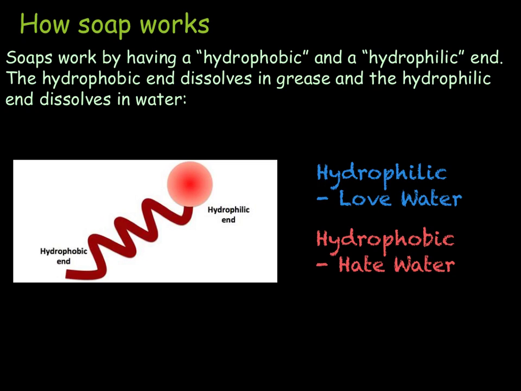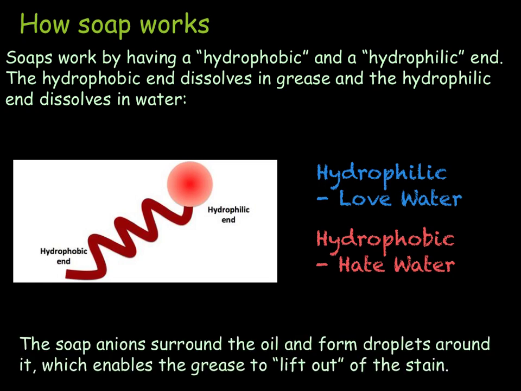This means that the hydrophobic tails will go into the grease and the hydrophilic end will stick out, surrounding the drop of grease. This then means that the grease can easily be washed away due to the emulsifying action of the soap. So the soap anions surround the oil and form droplets around it, which enables the grease to lift out of the stain. Only the hydrophilic end of the molecule is in the water.